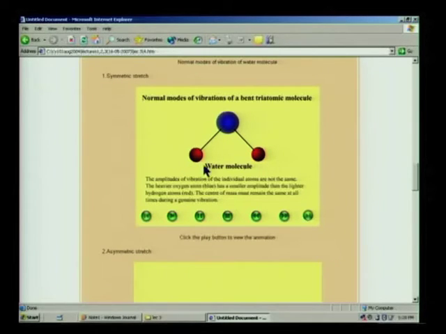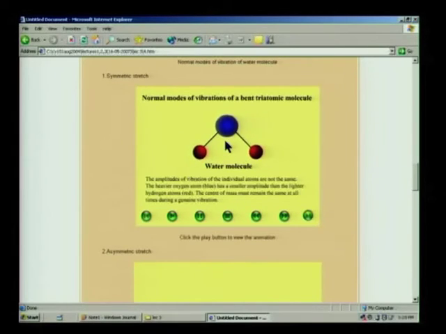These are lighter, and the amplitudes of vibration of these atoms are different, inversely proportional to the square root of the masses. See, the oxygen atom moves a lot less than the 2 hydrogen atoms. The text says that the amplitudes of vibration of the individual atoms are not the same. The heavier oxygen atom has a smaller amplitude than the lighter hydrogen atoms, but what is important is that the center of mass of the molecule should not move during the genuine vibration.